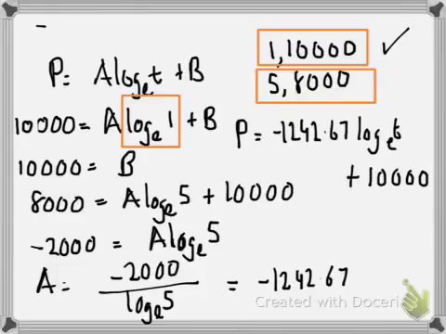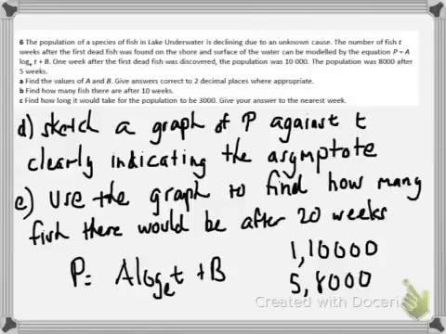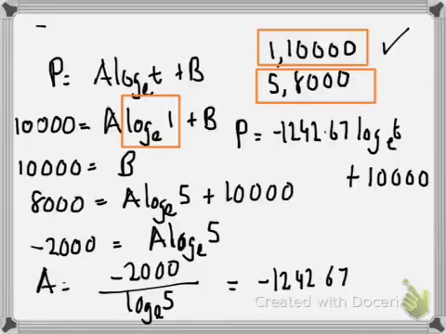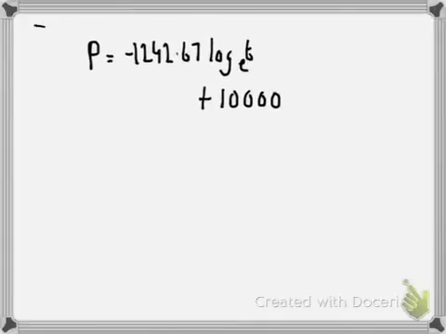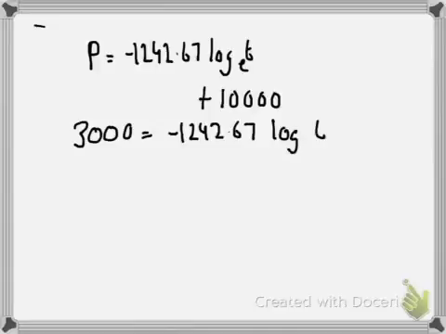Okay, so if we now look at the next question, C, find how long it would take the population to be 3,000. Let's have a look at our equation here. We'll just copy over to the next page. There's our equation. How long will it take the population to get to 3,000? So we'd substitute in 3,000 for P, equals negative 1242.67 log t to the base e plus 10,000.